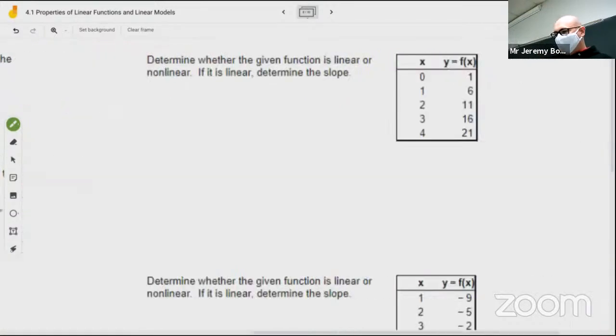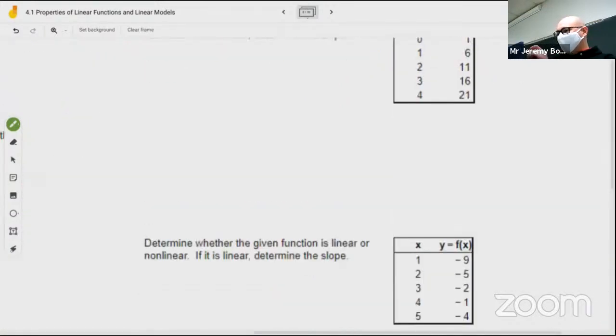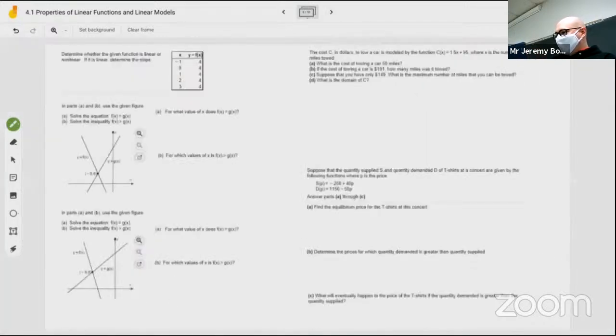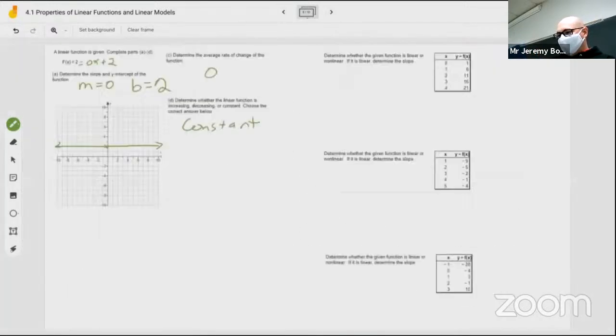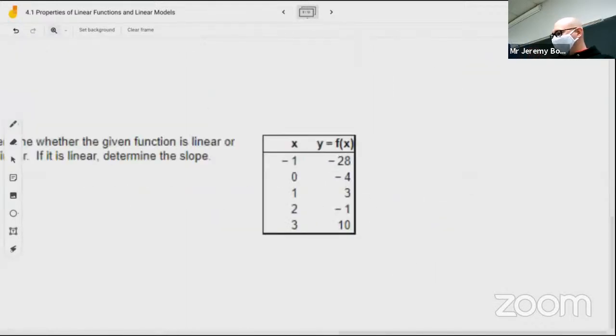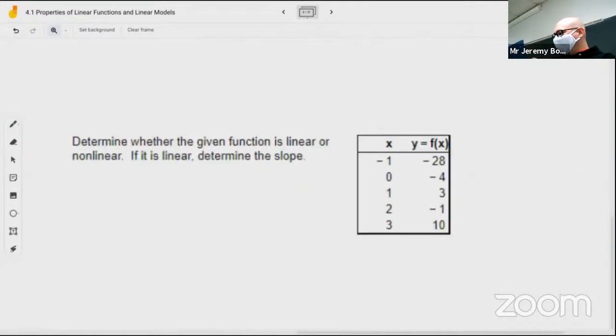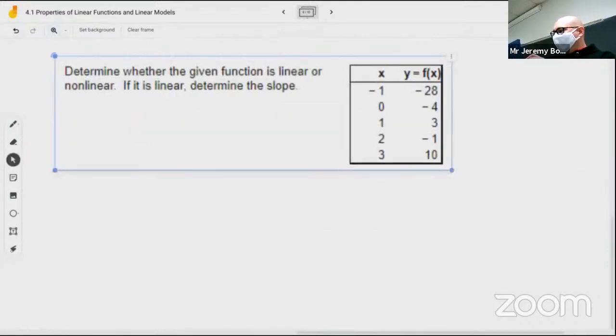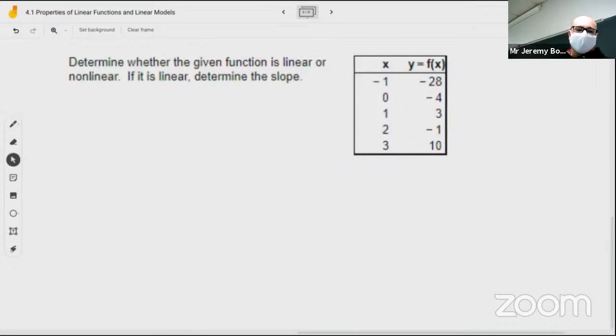All right. What we got here? I want to choose a good one of these. Let's do this one and that other one. So what you want to do here is try to determine if this function is linear or nonlinear. If it is linear, then we want to determine the slope.